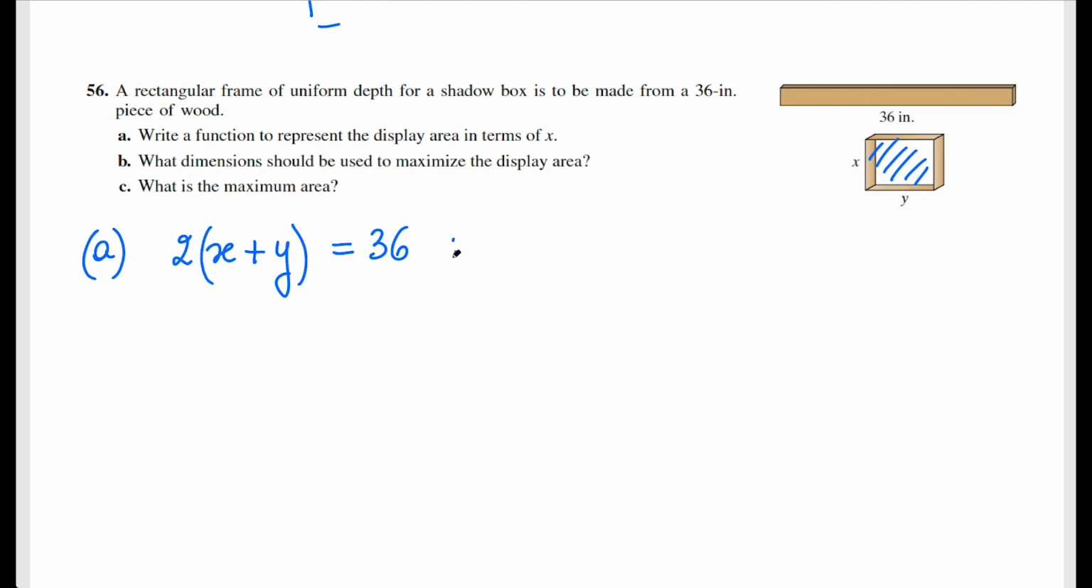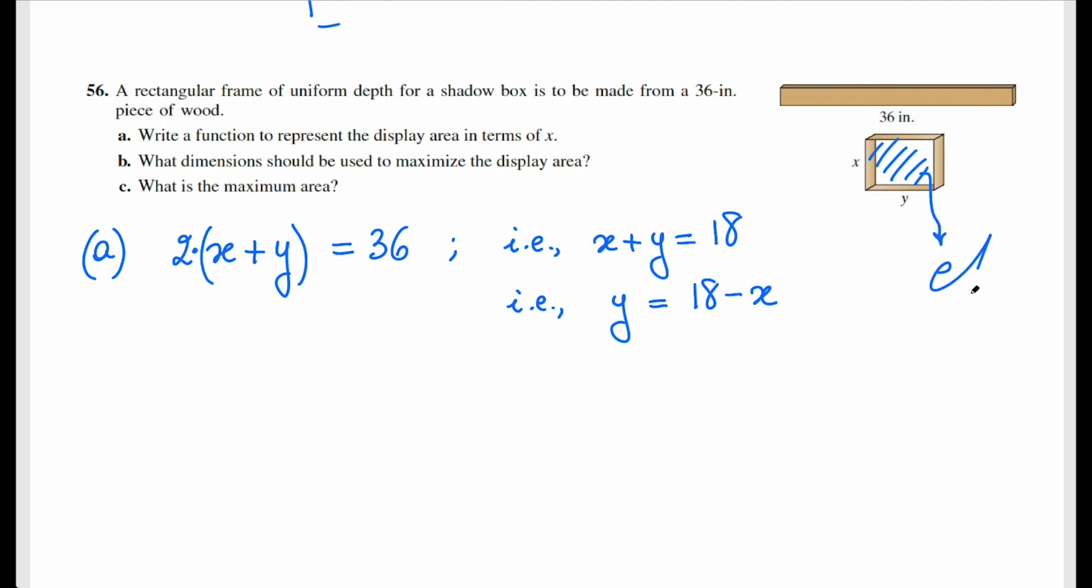That is to say that x plus y is 18, right? If you divide both sides by 2, you get 18, which means one of them, let's say y, is equal to 18 minus the other, right? 18 minus x. So this is a relationship between y and x. Okay, how about this area? Let's call this area calligraphic A. So how about this area then?